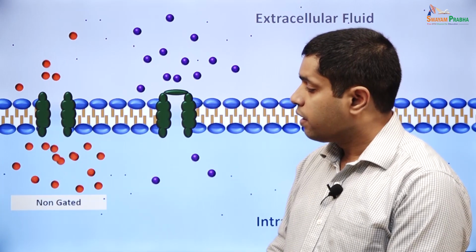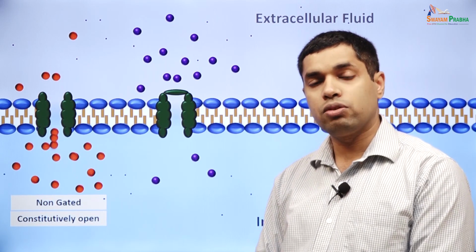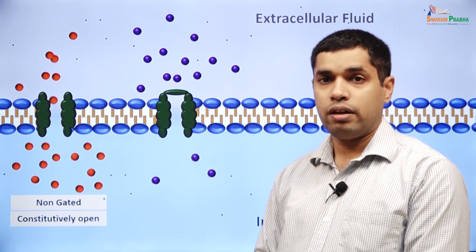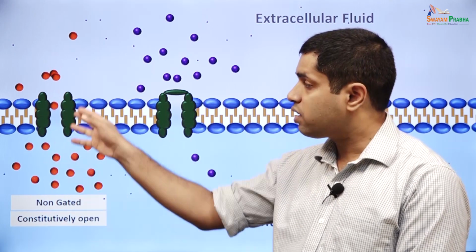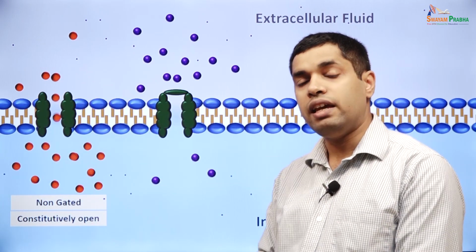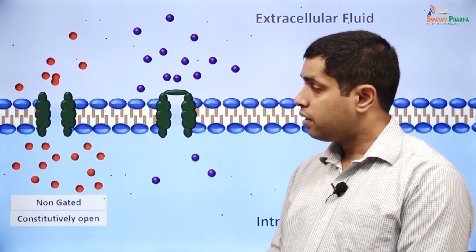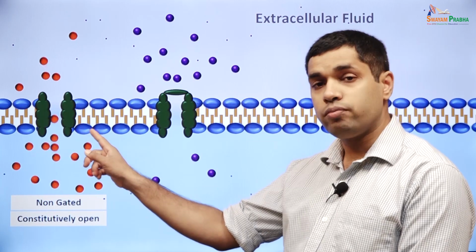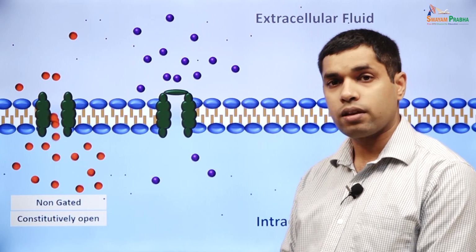Non-gated channels are also sometimes called constitutively open channels because they are open at all times. They're not regulated. There's nothing that can stop this ion movement, and ions will continue to move as long as the electrochemical gradient for that particular ion is favorable. It is these kinds of channels that contribute to the resting membrane permeability for the different ions.